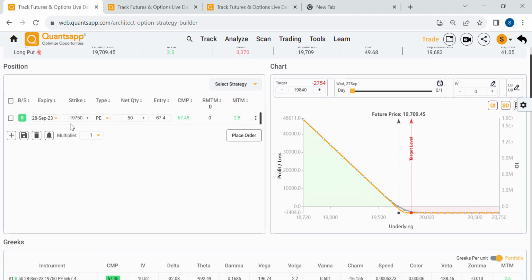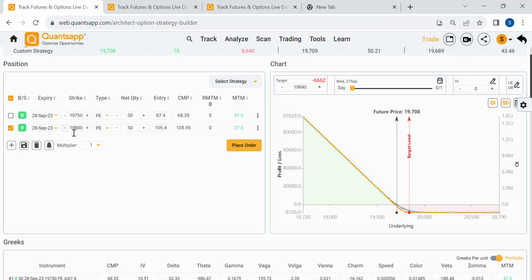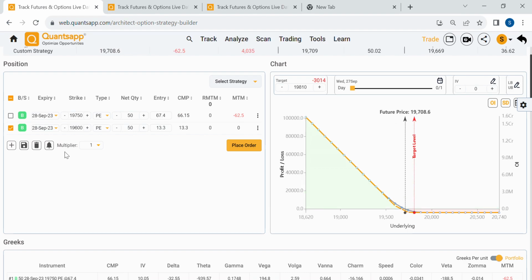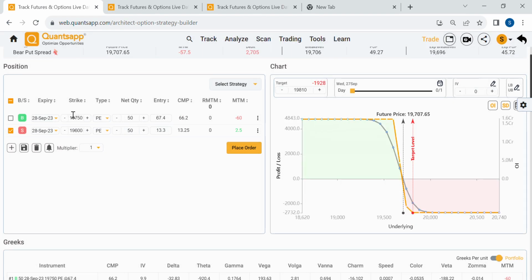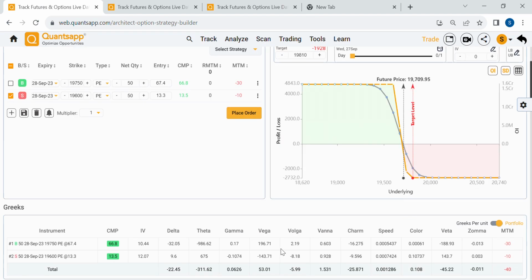Apart from that, if I just want to get rid of Theta, how do I go ahead and do it? I will just go ahead and sell a put option wherever my target is. Let's say 19,000 or 19,600 put. Okay, I'll sell it. So this is a bear put spread. Whatever strategy you create, if it is among the popular strategies, then we will get to see the strategy name as well. So this is a bearish strategy. Over here you'll get to see at what level how much PNL we might end up making in this strategy.